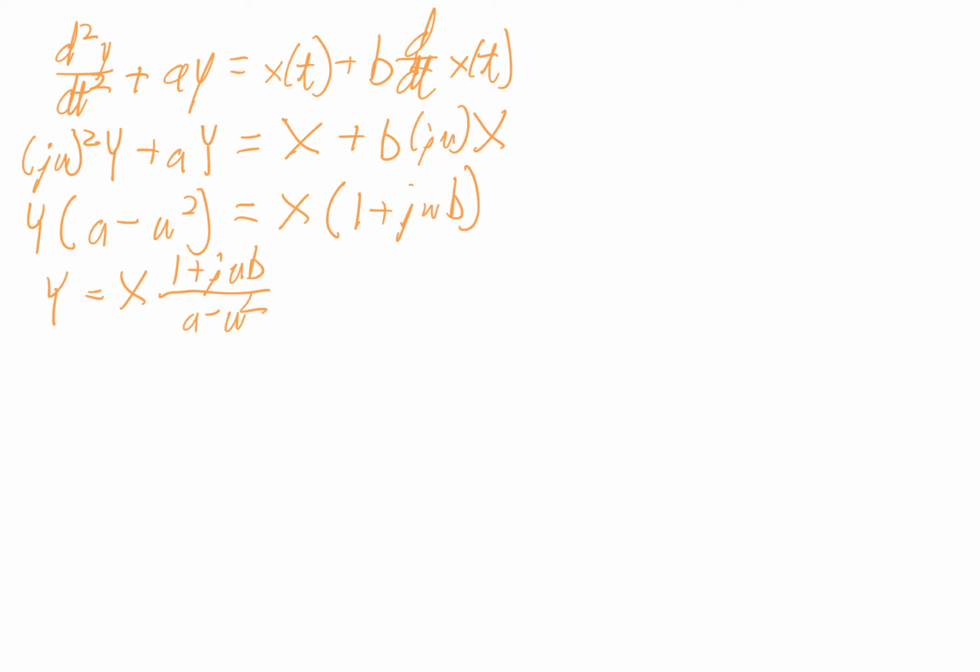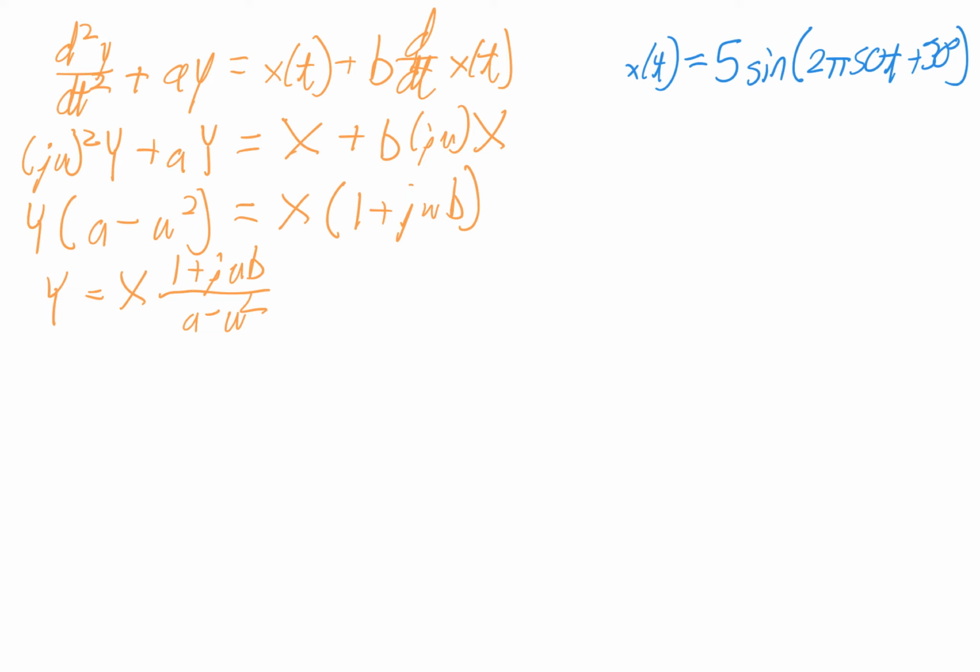Now let's go ahead and substitute in some specifics. Let's let x of t be equal to the signal 5 sine of 2 pi times 50 t. So we have a 50 hertz signal plus 30 degrees.